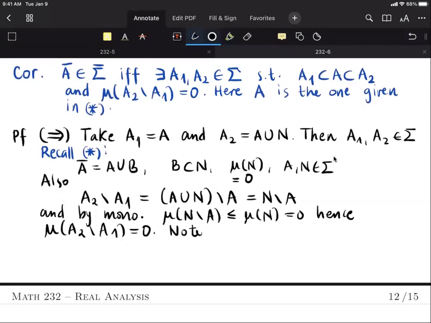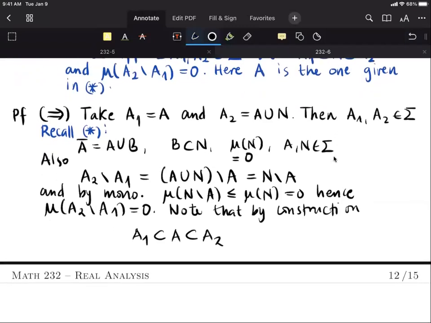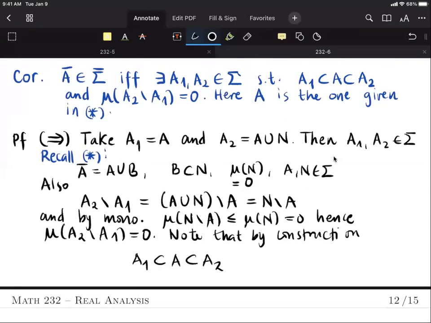Note that, of course, by construction, A1 is a subset of A. In fact, they are equal. And A is a subset of A2 because A2 includes the set N. Okay, so that's one direction.